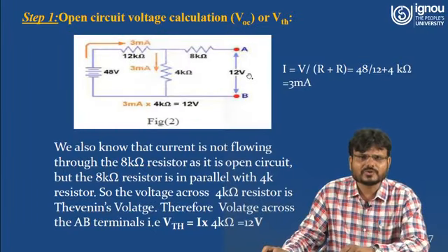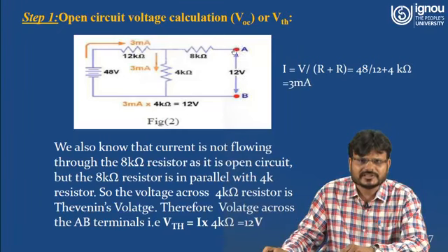Here you can see how to calculate the Thevenin voltage across A and B. The potential at this point is equal to the voltage at this point, because there is no current flowing through this 8 kilo ohm resistance, as it is an open circuit. So whatever the voltage across the 4 kilo ohm is equal to the voltage across A and B.